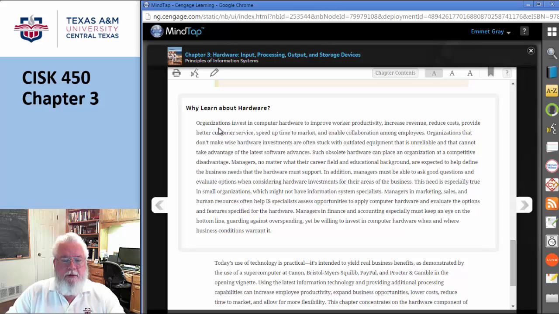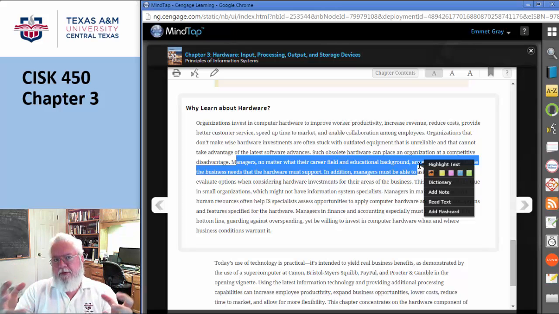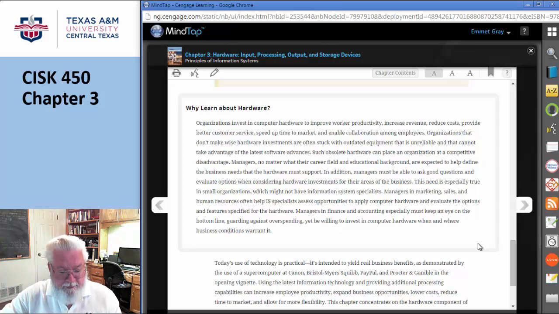So yes, investments in hardware can improve productivity and increase revenue. Anyway, bottom line is managers, no matter what their career field and educational background, are expected to help define the business needs. The real issue here is you basically have two worlds. You have the business world and you have the IT world, and you have to be able to talk right in the middle. That's what this course is all about: to give these people over here enough of the language over here, and these people over here enough of the language over here, so you can talk. If you can't talk, well, then you're going to end up in a mess. So that's essentially why you want to learn this. Okay.